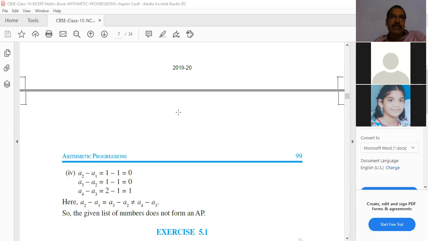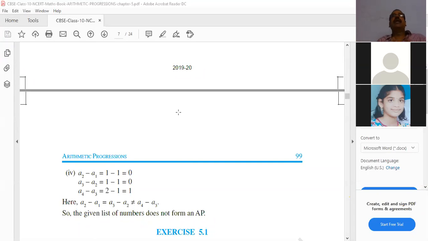The formula for D is A2 minus A1. D means A2 minus A1. And then the nth term is A plus (n minus 1) D. If anyone asks the general form of an AP, it is A plus D, A plus 2D, A plus 3D, and so on. A plus (n minus 1) D is the nth term of an AP. That is the general form of an AP.